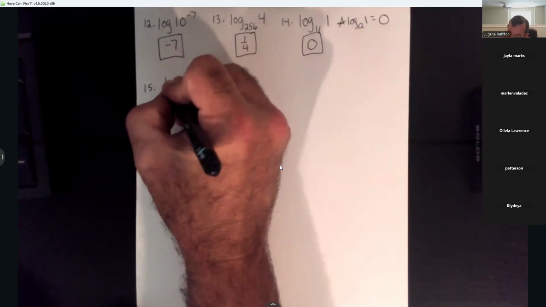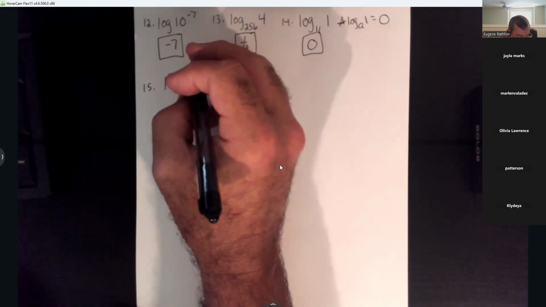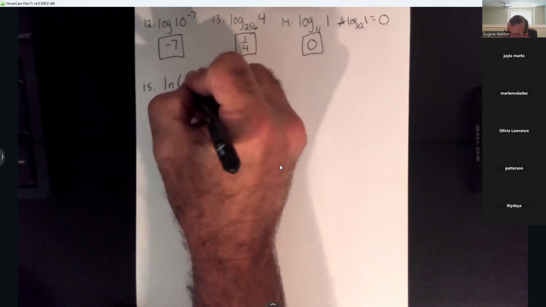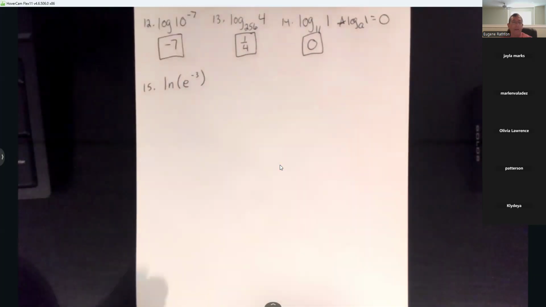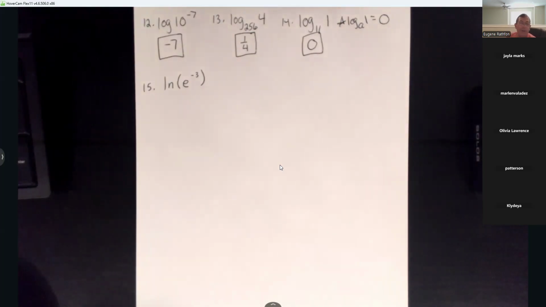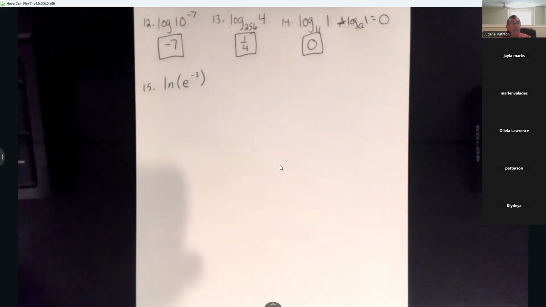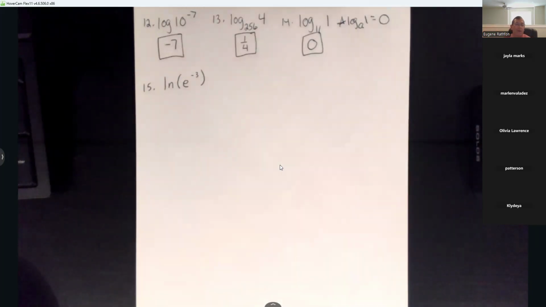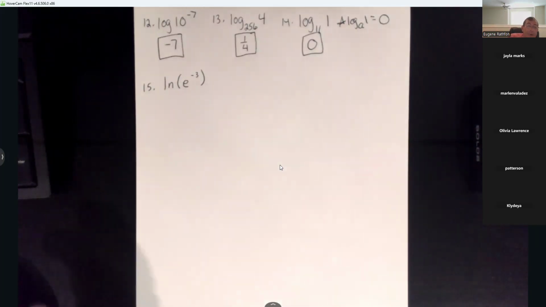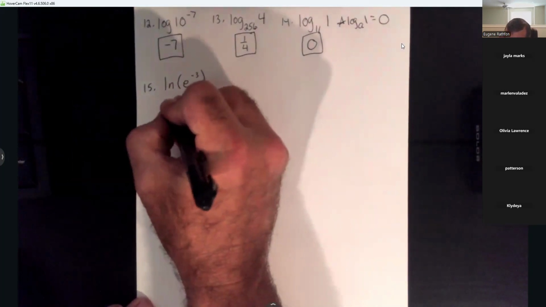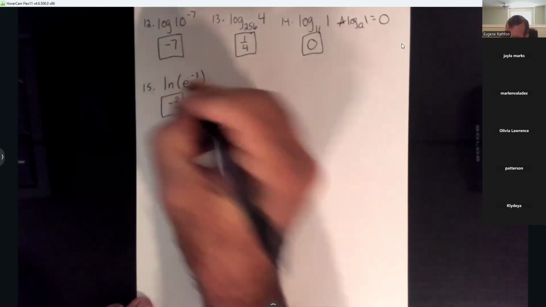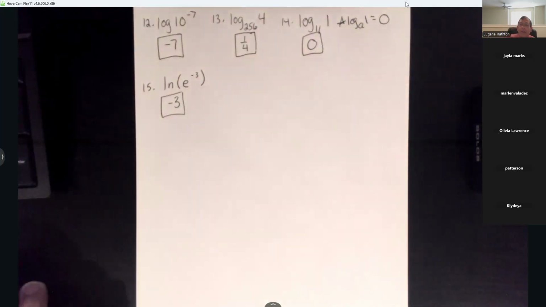All right, y'all try this. ln of e to the negative third. So y'all, that should be pretty quick. You got an ln, which is a log base e. So that's a log base e of e to the negative third. So you can punch that on your calculator. But y'all remember we got a property about that. And good job, that one equals -3.